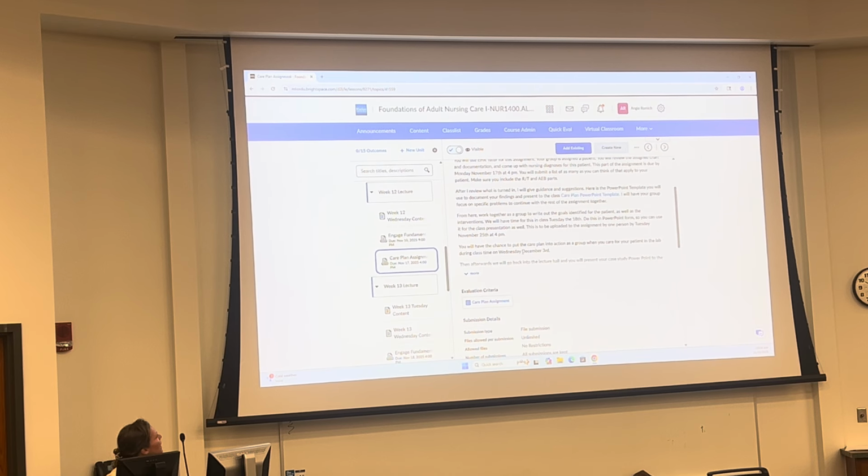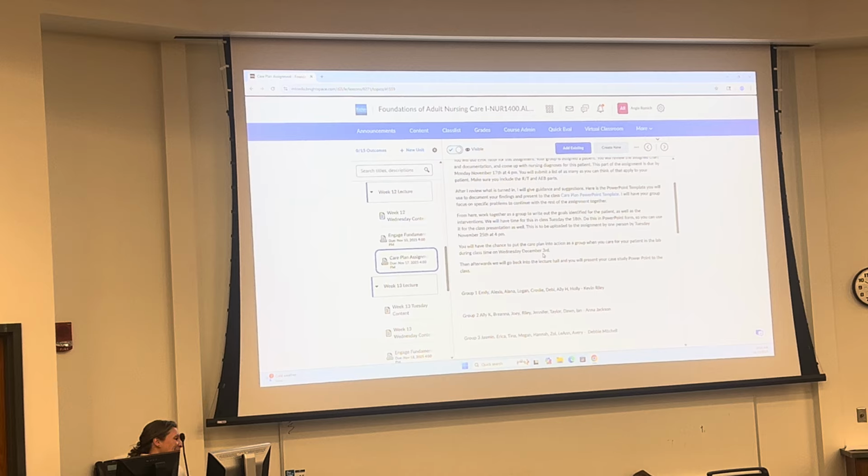Then that last week in class, we're going to put that care plan into action as a group. You're going to care for the patient in the lab during class time on Wednesday. Okay, then afterwards, the second half of class, that'll just be like a 20-minute maybe little simulation that we'll do. Everybody will be assigned a role.